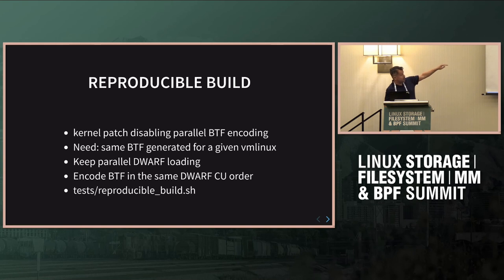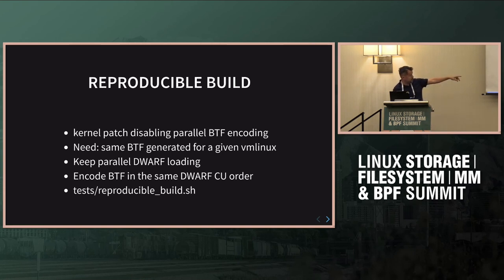So I implemented it this way: I kept parallel DWARF loading and encode BTF in the same order that it is in the vmlinux file. The vmlinux file has lots of compile units, one per object file that composes the kernel, and I keep that order every time. So in the end, the result is the same.